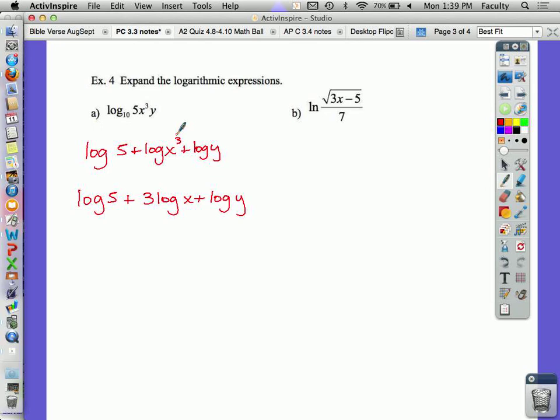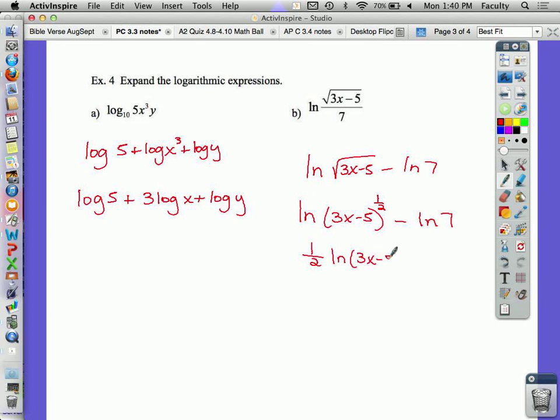Alright, letter B. What I would probably do is change it to a quotient so that I have ln square root 3x minus 5 minus ln 7. Now, a square root, remember, is a 1/2 power. So you can bring the power down. Again, you don't bring that power down till you have it alone. So you can't say it's 1/2 times that difference.